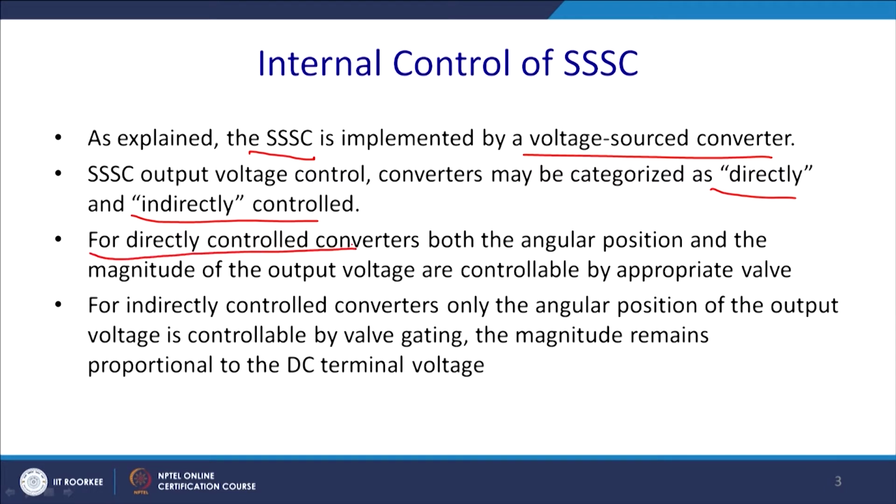For directly controlled converters, both the angular position and the magnitude of the output voltage are controlled by appropriate voltage control. In the case of the indirectly controlled converter, only the angular position of the output voltage is controlled by the valve, and the magnitude remains proportional to the DC terminal voltage. So, you allow that DC voltage to fluctuate. We shall see the pros and cons of these two methods.